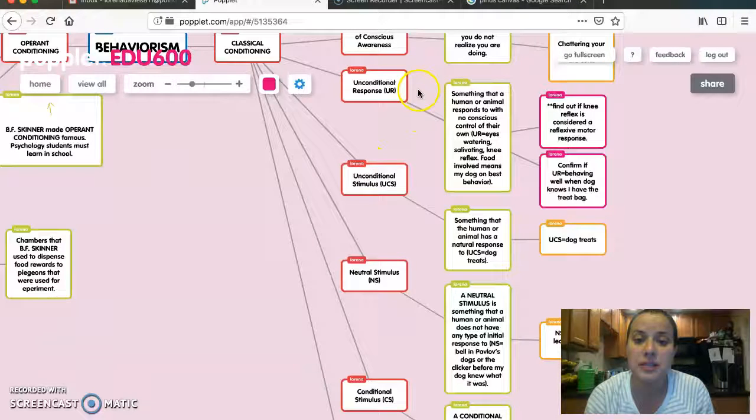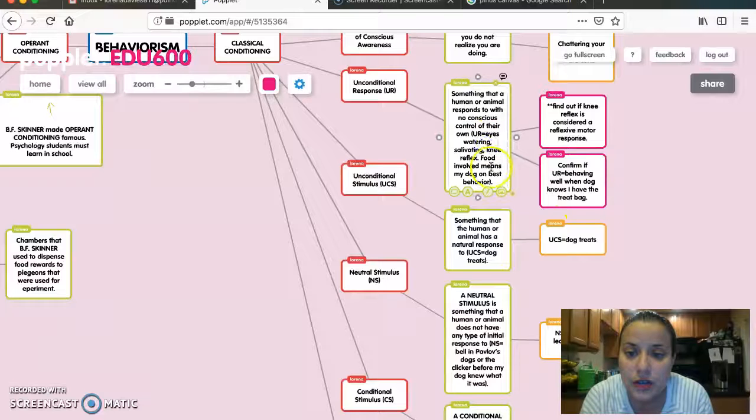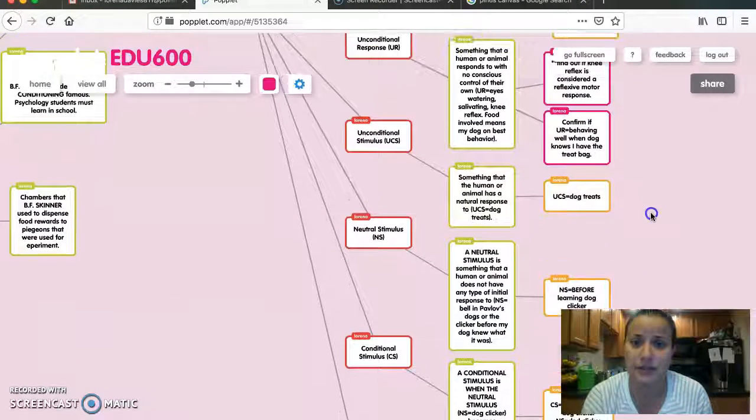So the unconditional response, in parentheses UR, is something that a human or animal responds to with no conscious control of their own. For example, your eyes watering, salivating, knee reflex, and then I made a note over here in pink to ask if the knee reflex is considered a reflexive motor response. I believe it is. And then also to confirm if UR is behaving well when my dog knows I have the treat bag. So food involved means my dog is on his best behavior. That's kind of the response that I want from him.